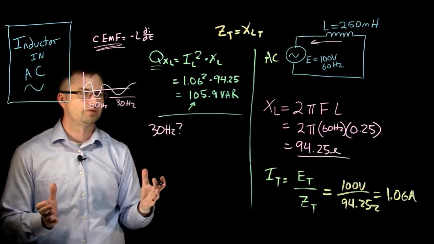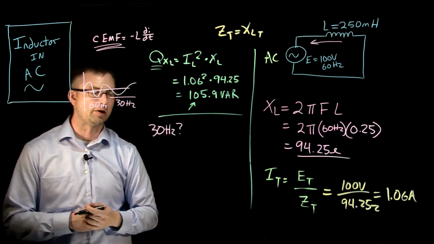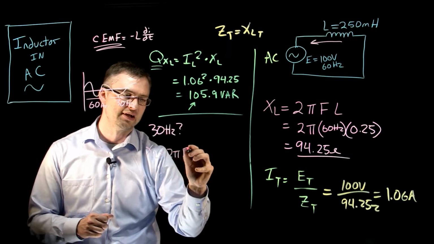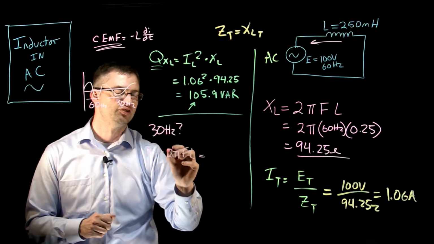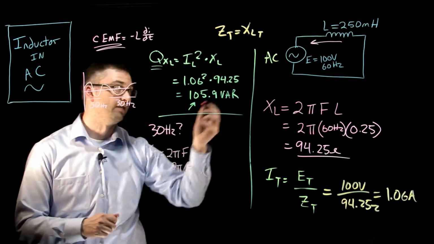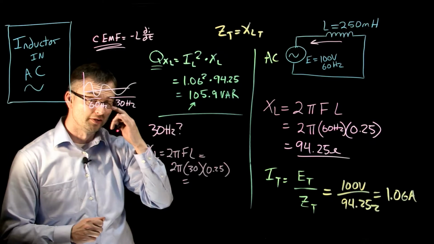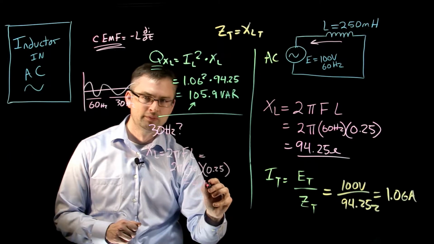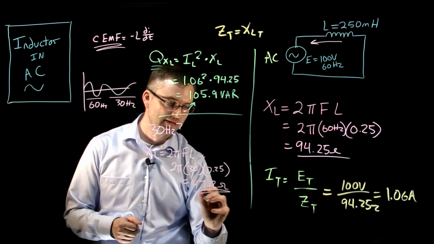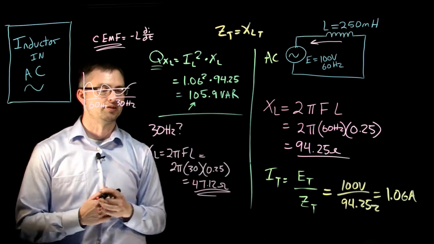So if the counter EMF goes down, what we want to predict is what will happen to current and therefore the power. All right, so let's go ahead and do a real quick calculation. The XL is once again 2 pi FL, and that will be 2 pi times 30 hertz multiplied by a value of inductance, which is 0.25. And we have a new XL, and it's quite a bit smaller, and that is 47.12 ohms. Okay, great. That's exactly what we expect. Lower frequency, we expect less inductive reactance because we have less counter EMF.